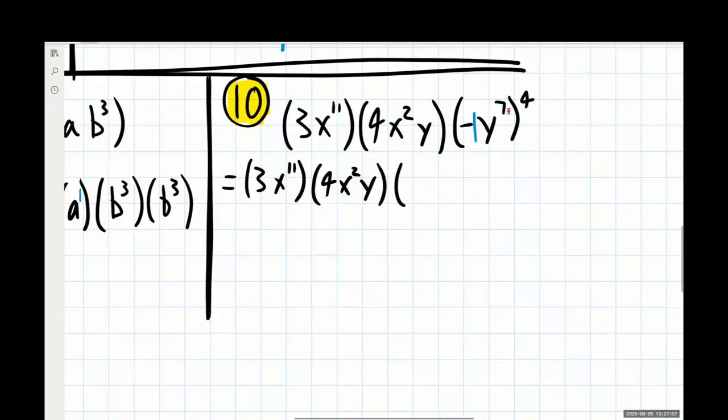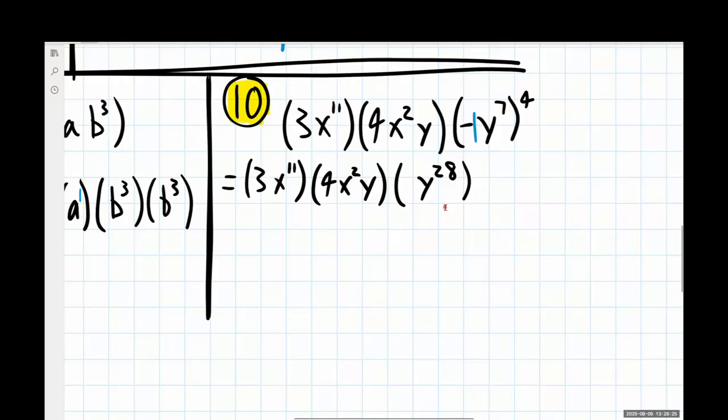I then have y to the 7th raised to the 4th power. I'm going to use the power rule here. So these two exponents are going to multiply together. And I'm going to get y to the 28th power. Clean up this y here just a little bit. There we go. And now I've dealt with all of the exponents that are outside of the parentheses, and now I'm just left with stuff that's multiplying together.